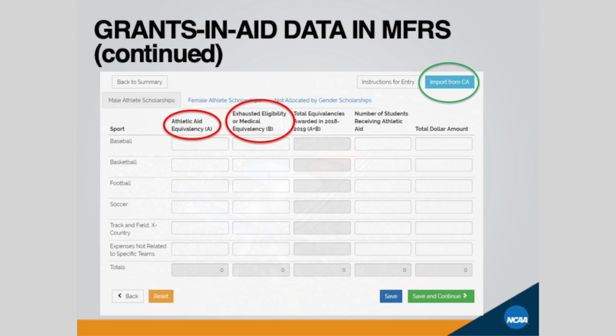As we have stated, cost of attendance, Bylaw 15 aid, or other expenses related to attendance should not be included in the equivalency award calculation. However, to the far right, you will see the total dollar amount. This should include cost of attendance, Bylaw 15 aid, or other expenses related to attendance. The total dollar amount is used for research purposes only.